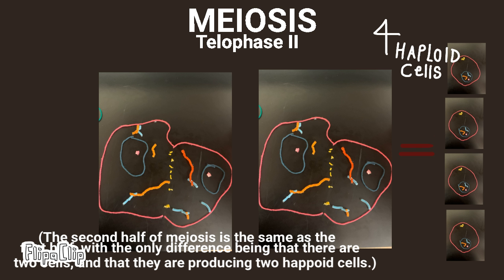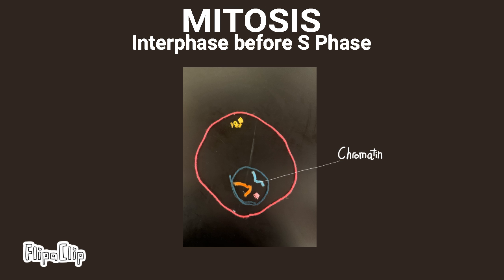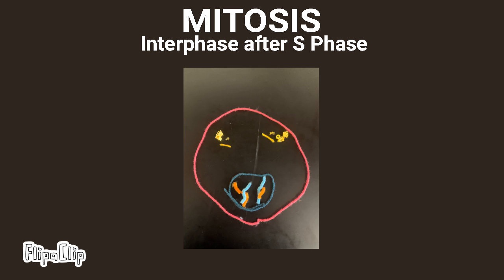Interphase before S phase: you can see that the cell is making a ton of protein needed for DNA replication. During interphase before S phase, the cell is undergoing normal tasks. Interphase after S phase: all the chromosomes have been replicated, and the spindle fibers are just now beginning to form.